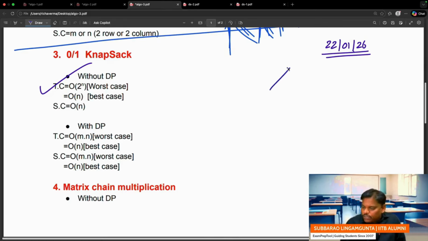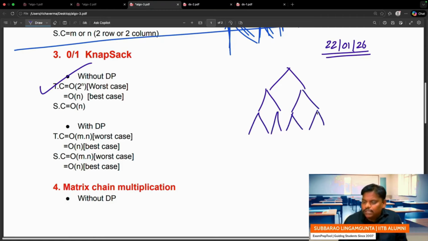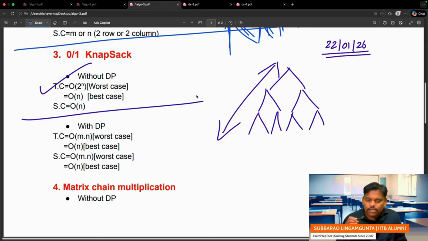Space complexity, if you see, I think n level you will get. So I think stack space is n. Stack space is n. So that is knapsack without DP. Let's go to with DP.